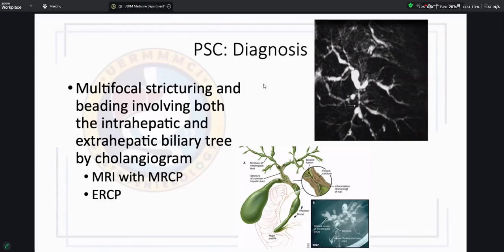In PSC, there are stricturing in the intrahepatic and extrahepatic biliary tree. So this causes obstruction and dilatation of the proximal segments, so it will look like a beaded appearance. On MRCP, you will appreciate these strictures and dilatations, and you can also appreciate this on ERCP, although ERCP is now reserved for therapeutic purposes like dilation or stent insertion in those with dominant strictures.